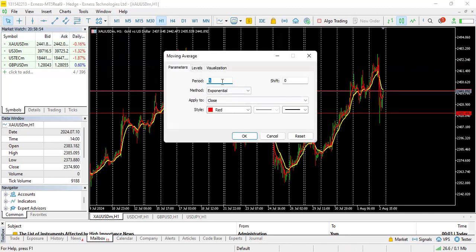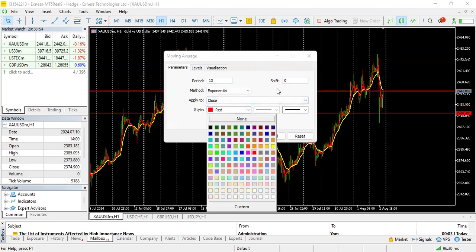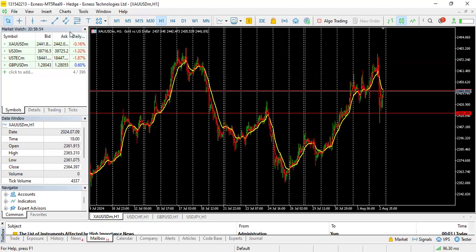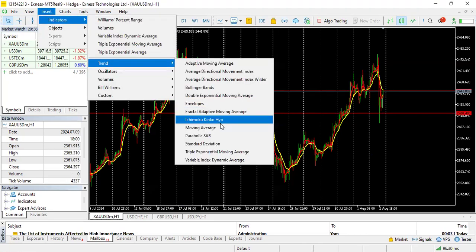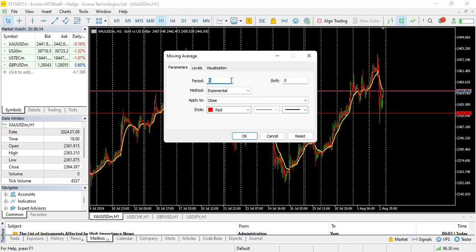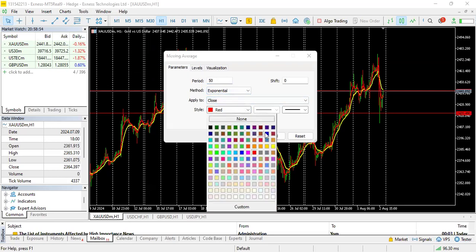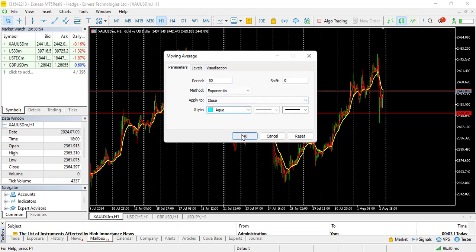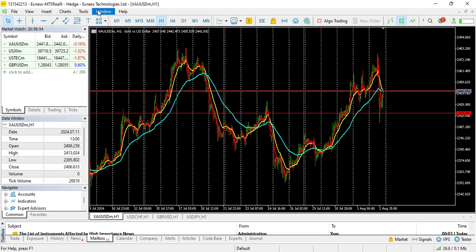Then indicator, trend, moving average, then 13. I think I've installed it, I didn't clean that off before. So my 13 EMA is color yellow. So I've installed 5 and 13 EMA. I come again to indicator, trend, moving average, and the next one is 50 EMA. Remember that the method I'm choosing is exponential, and I'm applying to close. My 50 EMA is aqua color, something like light blue. That is installed. I've installed 3 out of the 6 important EMAs.